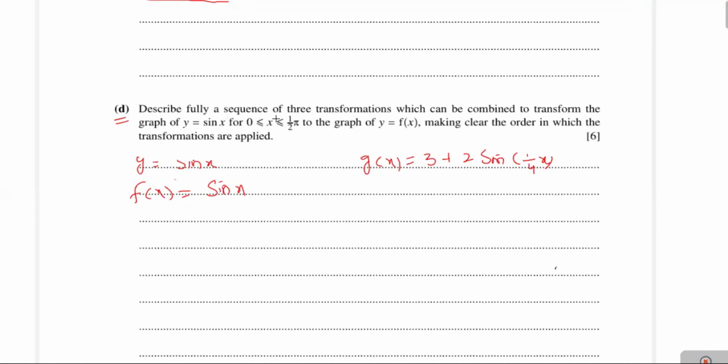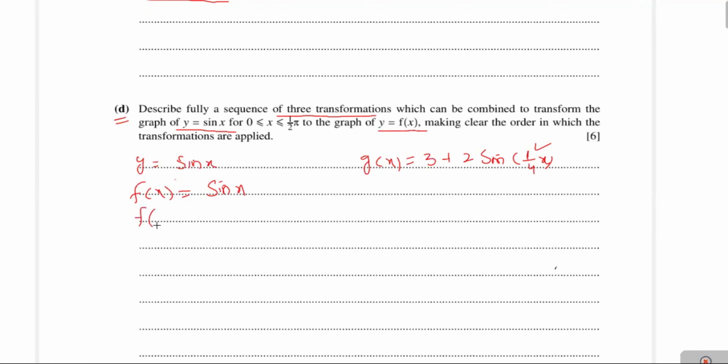Now next move to the next part of this question. Part D: describe fully a sequence of 3 transformations that can be combined to transform y equal to sine of x to the graph y equal to f of x, making clear in which order the transformations are applied. Now you see here y equal to sine x, then we can write f of x equal to sine x. Now you see here g of x equal to 3 plus 2 sine 1 over 4x. Now we can find this function.